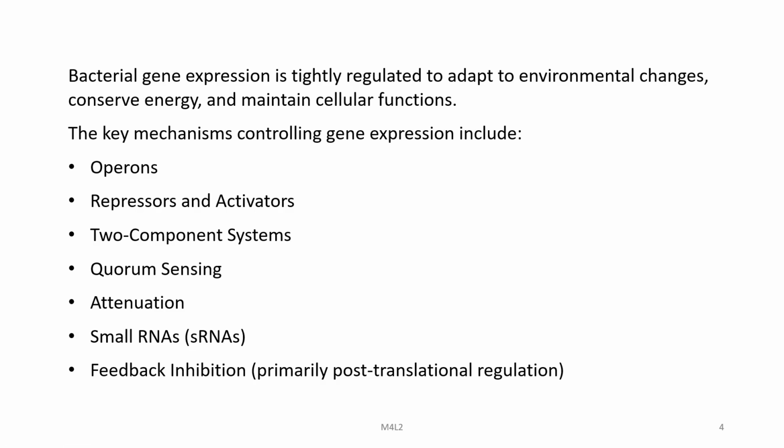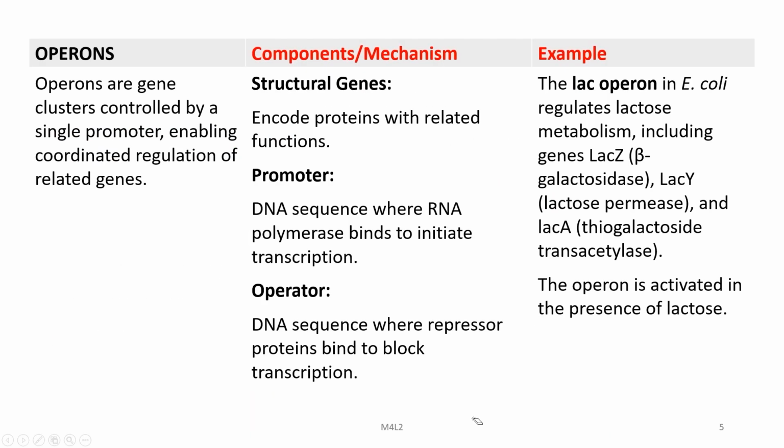The key mechanisms controlling gene expression include: number one, operons, repressors and activators; then there is the two component system, then quorum sensing, attenuation and small RNAs, and feedback inhibition, primarily post-translational regulation. So, we will be studying some of these in detail in this lecture.